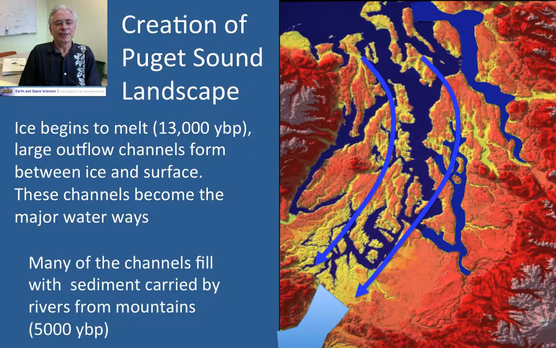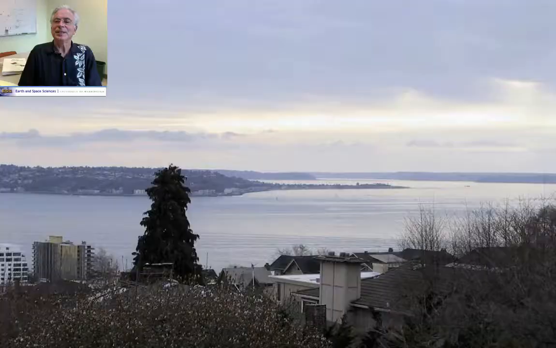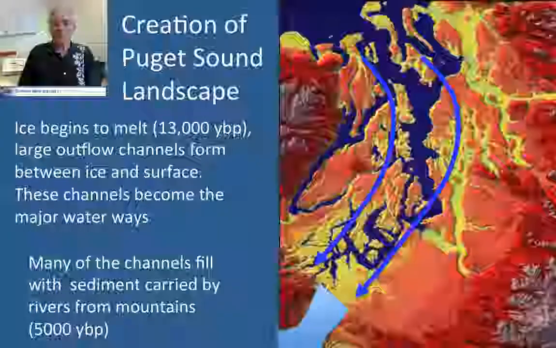But many of these channels were filled by sediments carried down from rivers from the mountains, and by 5,000 years before present, we reached a situation like we see today, where we have land in the Puyallup Valley and extending from Tacoma up to Seattle along the Auburn Valley, and Everett is dry land, and it stays dry land up to the north of Everett and out in the Snohomish River Valley.